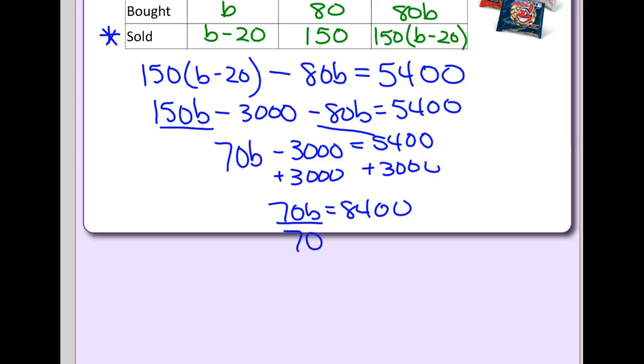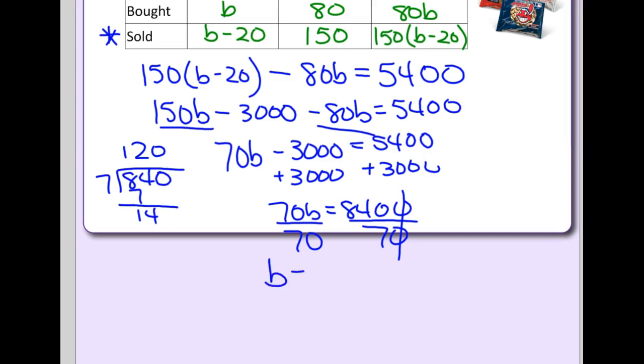We're going to divide both sides by 70. Remember, I can cross out those zeros on the end to make my long division a little bit easier. So that's going to be 1. 7 goes, oh, that worked out very nicely. So B equals what? 120. And since we were trying to find how many bags of peanuts he bought, that's my answer. He bought 120 bags of peanuts.